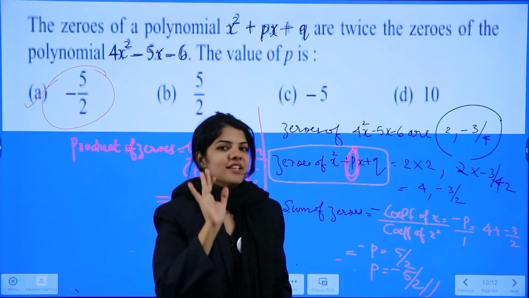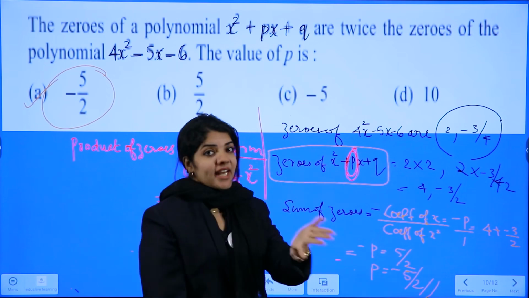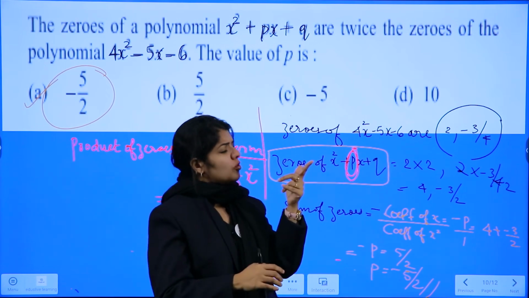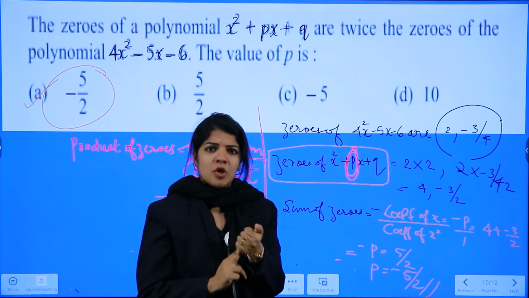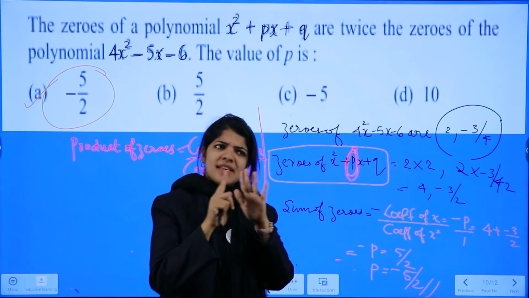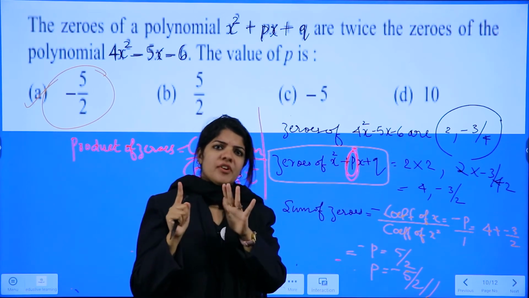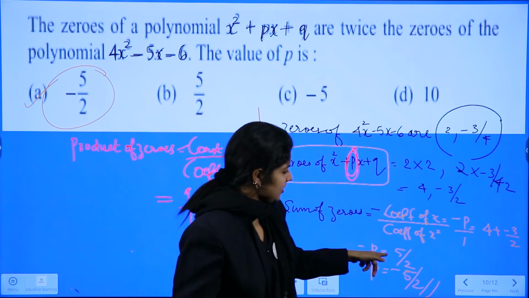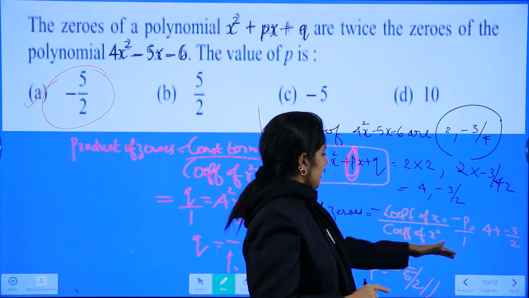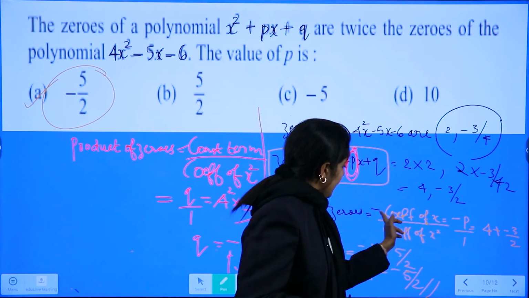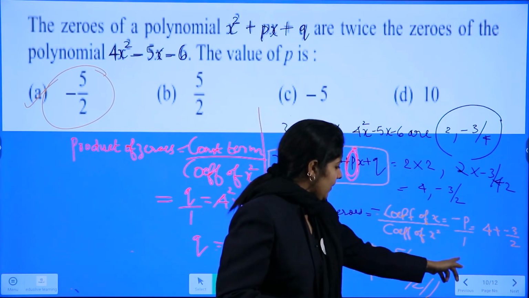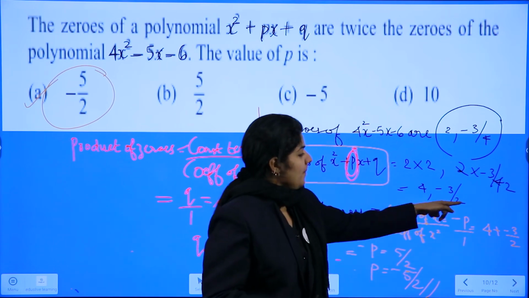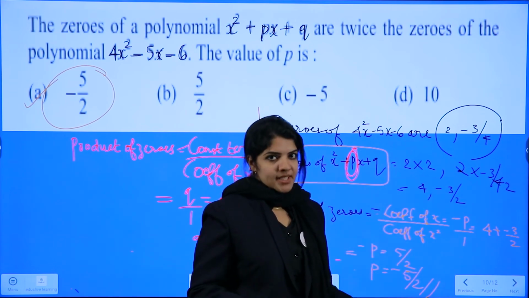That's why we are taking the formula for sum of zeros. Is it clear? Why are we taking this? Many of you may wonder how you will know that we have to take the sum of zeros. Because p is the coefficient of x. Is there any formula relating to the coefficient of x? Yes, it is the sum of zeros. So we took that formula. Sum of zeros is equal to minus coefficient of x by coefficient of x squared. So minus coefficient of x, which is p, by 1 is equal to the sum. Sum is 4 plus minus 3 by 2.